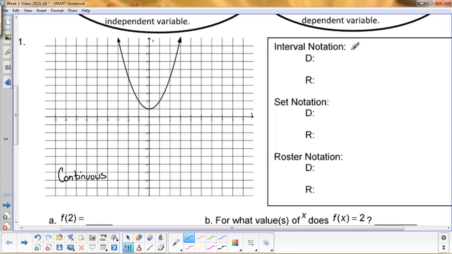Interval notation uses parentheses or brackets. Brackets will include values, much like a closed circle did on a number line. Parentheses will exclude values, much like an open circle on a number line. All right? The way we determine included or excluded on a graph is by looking for those holes, breaks, or removable discontinuities.